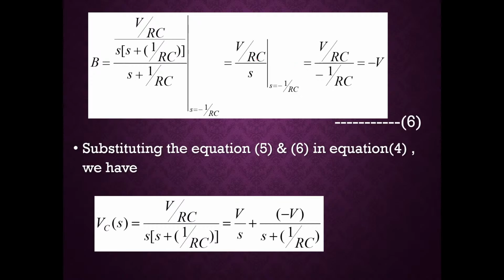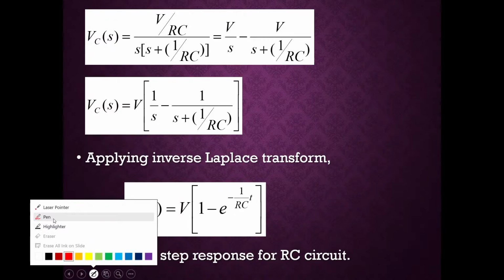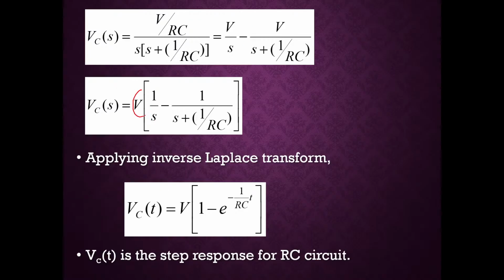I thought you people might be writing, that's why I just waited a bit. Now let us go for inverse Laplace transformation. Before going for inverse Laplace, what I have done is I have taken V common here, and I have written 1 by S minus 1 by S plus 1 by RC. So if we go for inverse Laplace, the inverse Laplace of 1 by S is 1. The inverse Laplace of 1 by S plus 1 by RC is e to the power of minus 1 by RC t.